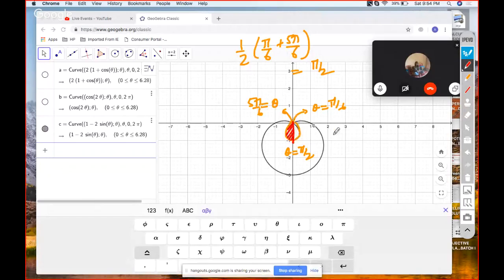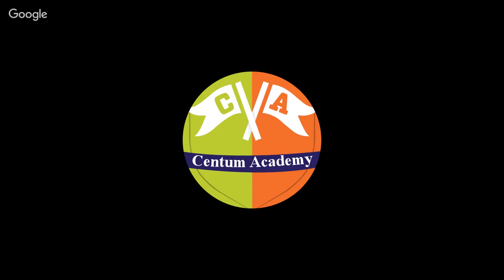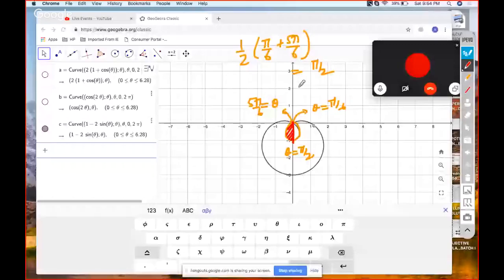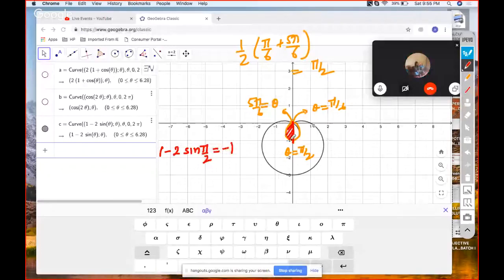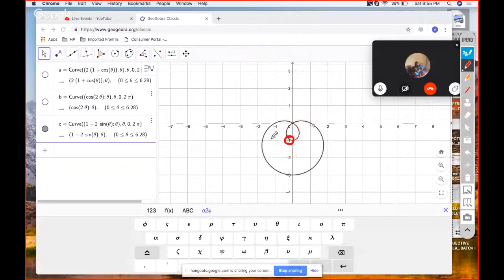How did you get pi by 2? 6 pi by 12. If you take pi by 2, R becomes negative 1. Do you see R is at minus 1 here? So when will R become minus 1? When sine theta is 1. So when theta is pi by 2.